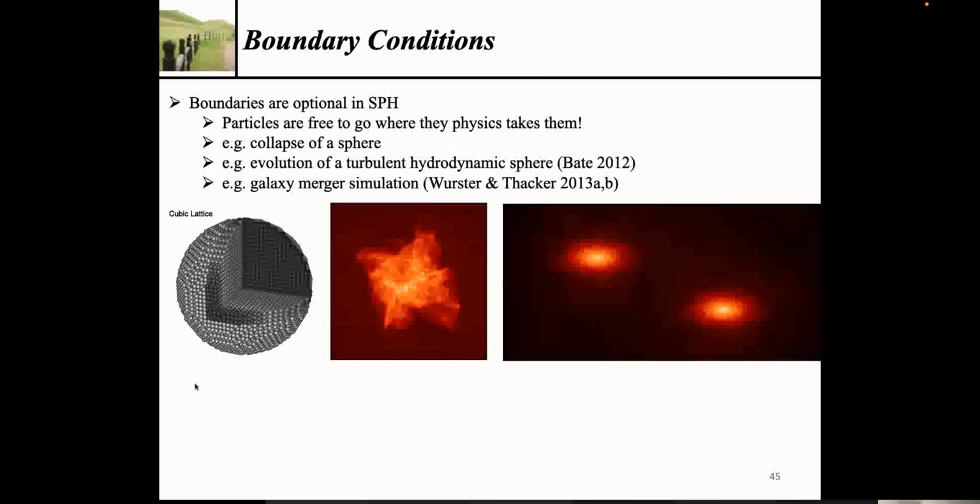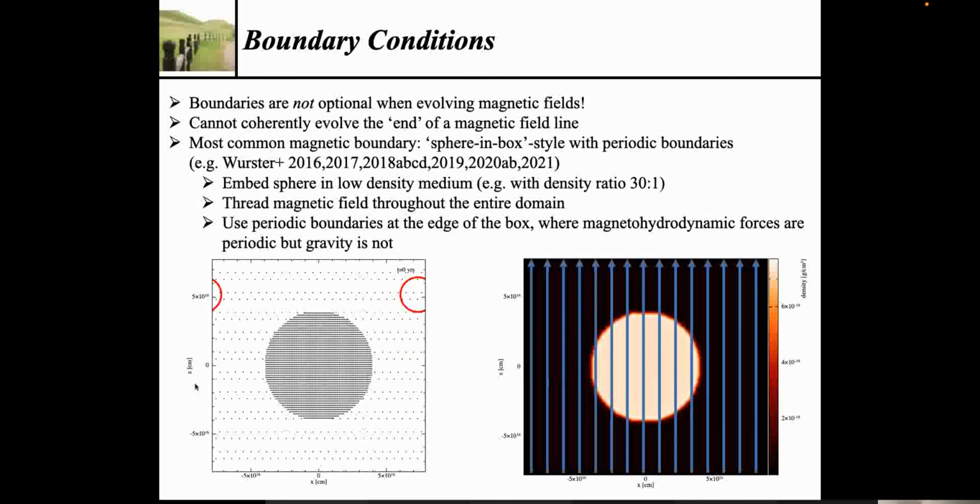You will need to set up your initial domain so as to encourage the particles to not just fly off to infinity. So that is one really nice aspect of SPH. If you are dealing with magnetic fields, this does not work. That would mean you just have an open magnetic field line somewhere, and that will cause havoc through your simulation. So boundaries are absolutely necessary if you are modeling magnetic fields.